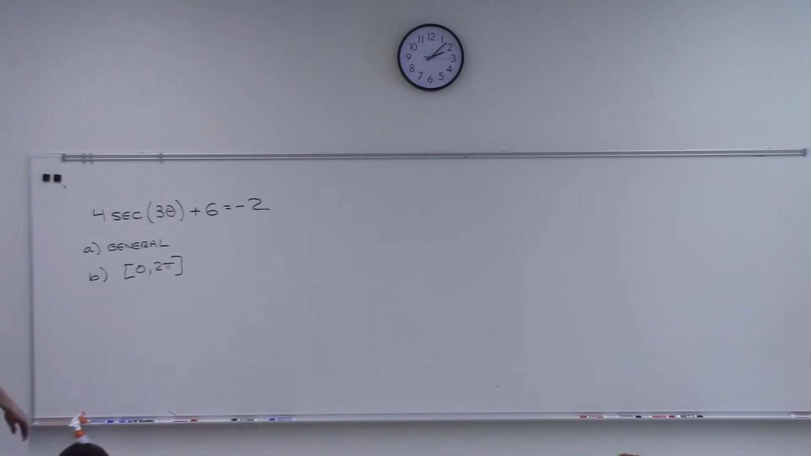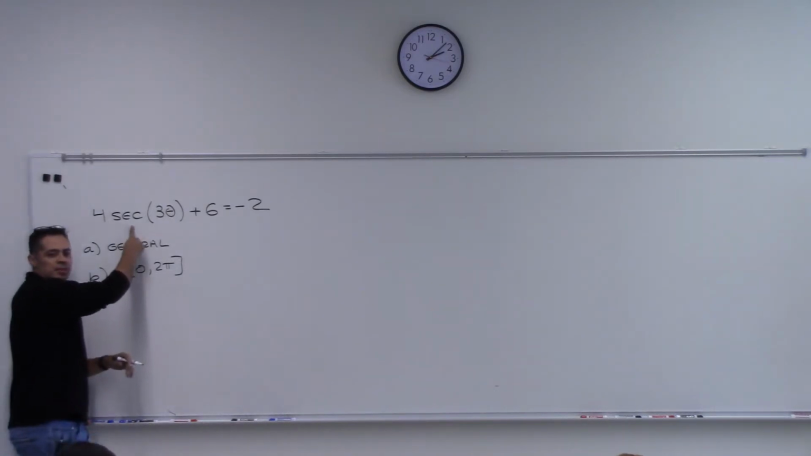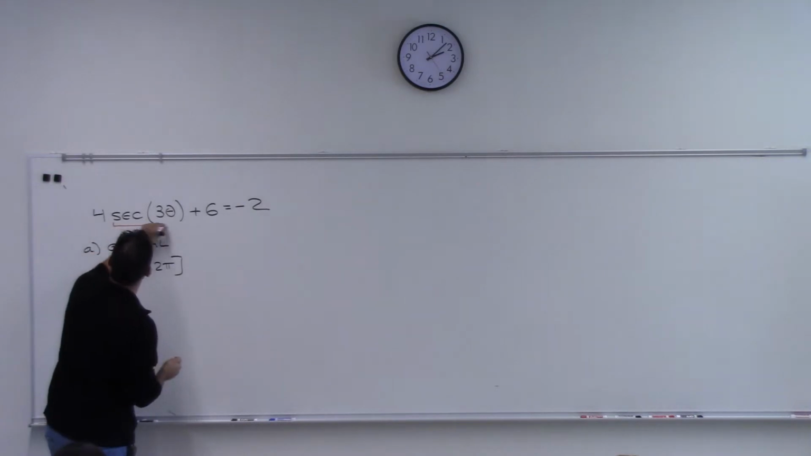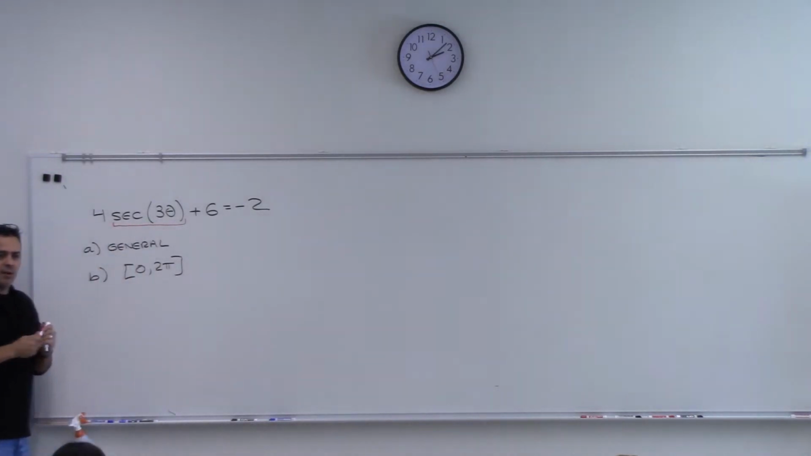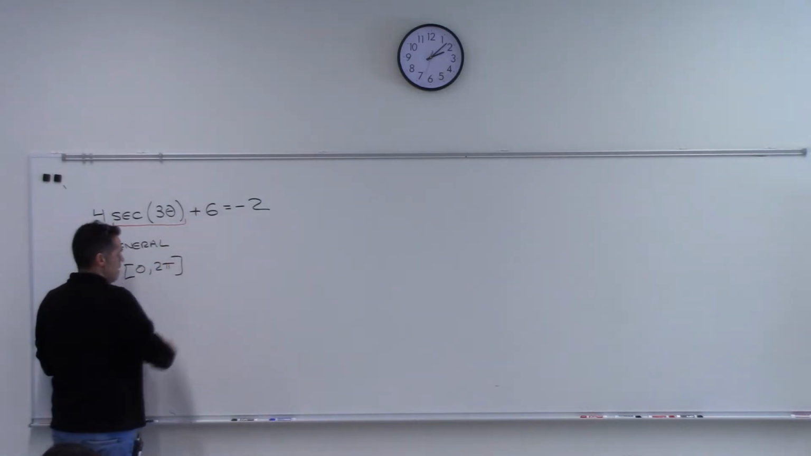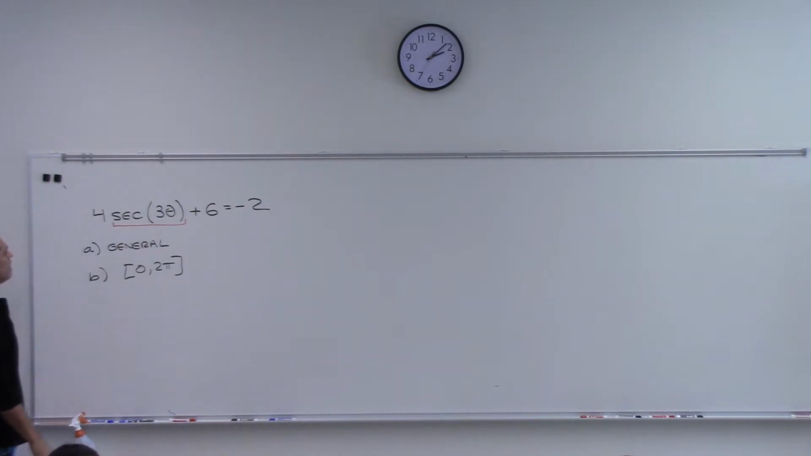All right. Secant is the reciprocal of cosine, isn't it? So what I'm going to do is try and get secant theta by itself. Try and get that by itself first. So to get that by itself, I'm going to move this to the other side, right? So I subtract. Yeah, this is going to work.